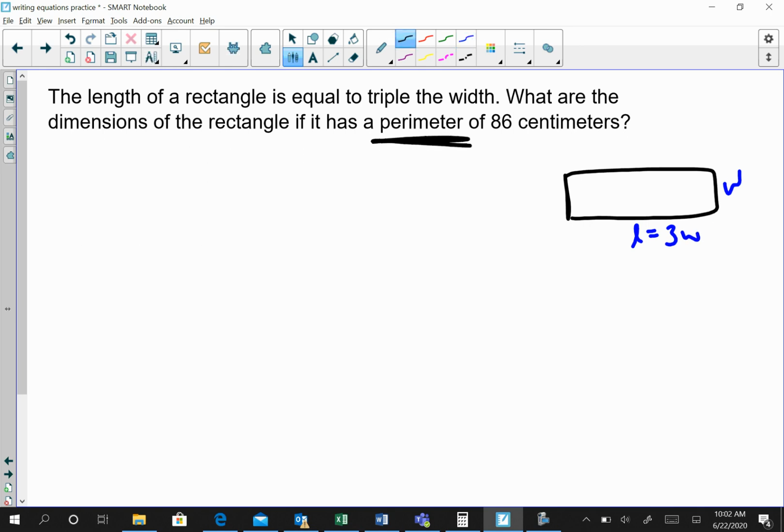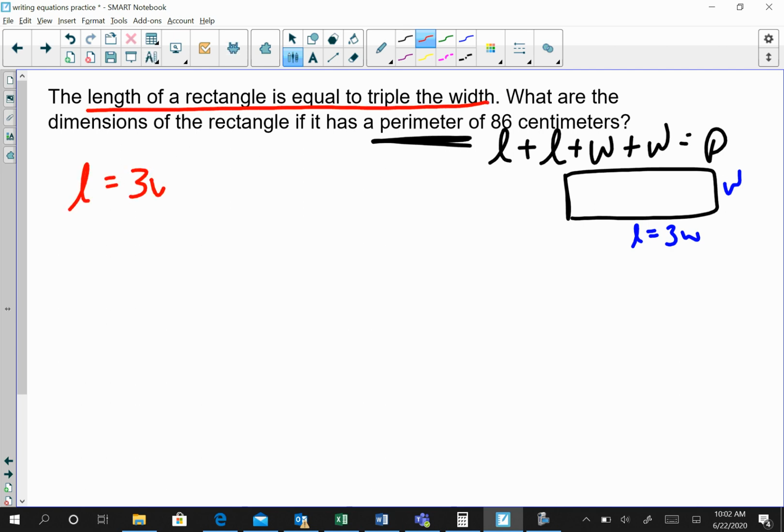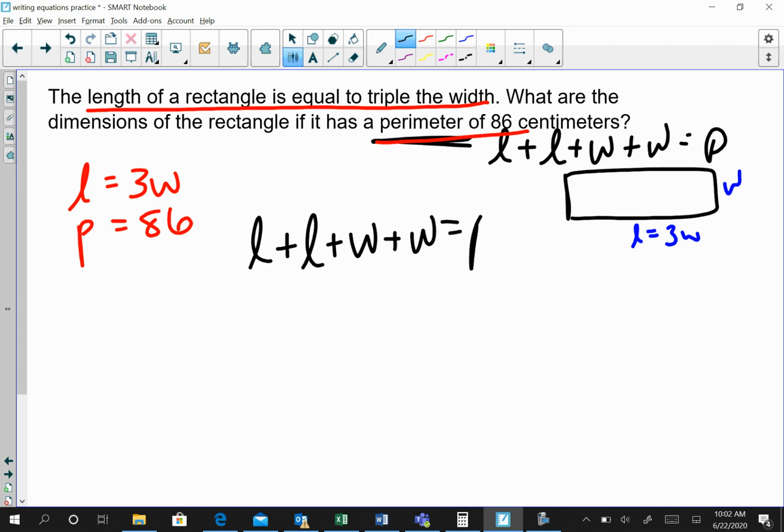What does perimeter mean? Well, perimeter is all the way around the outside. So it's length plus width plus length plus width. That's the perimeter. Now I'm going to plug in what I know. I know that the length of a rectangle is 3 times the width. I also know that it has a perimeter of 86. So in this equation for perimeter that I just wrote, length plus width plus length plus width equals P, I can plug some stuff in. Going in for P is going to be 86.